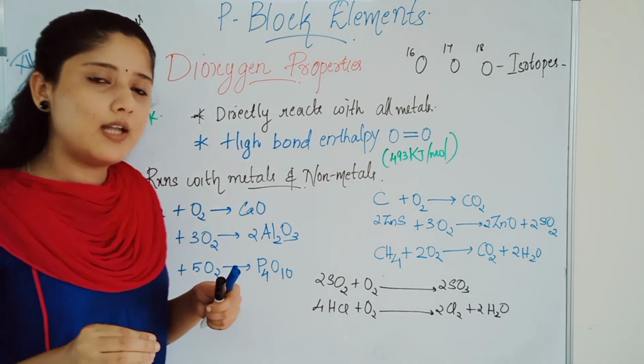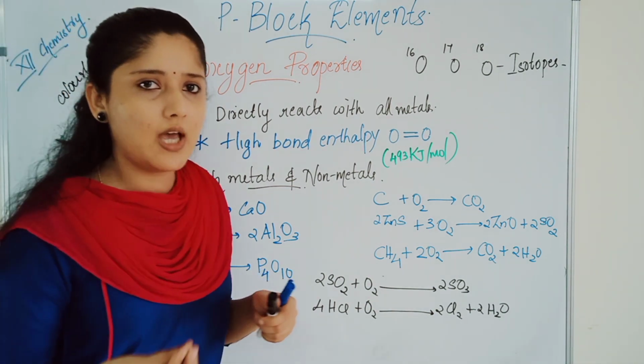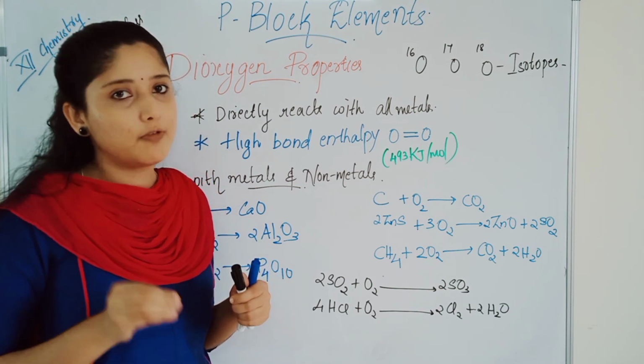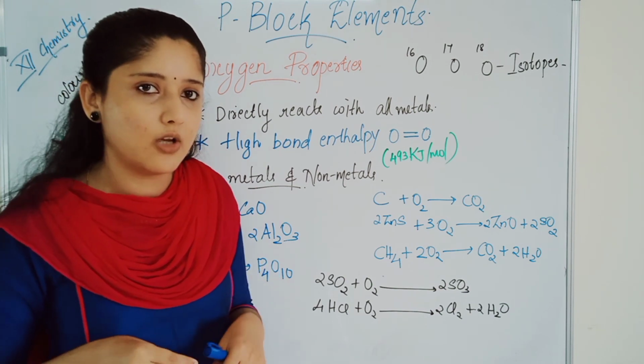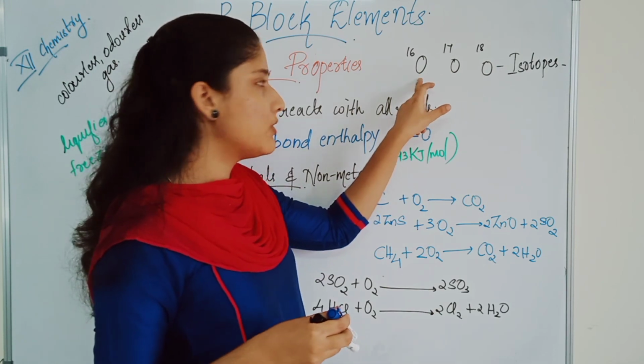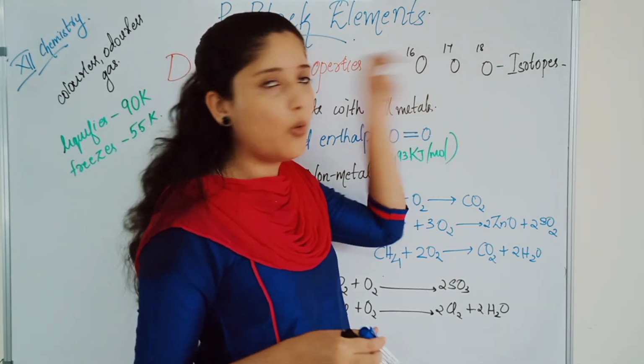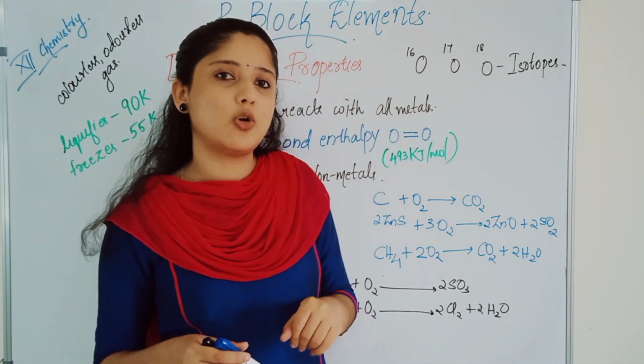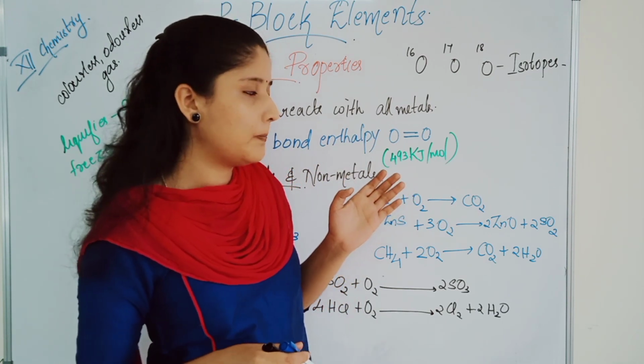And isotopes. What are isotopes? Having same atomic number and different mass number. Isotopes of dioxygen are mainly three: O16, O17 and O18. These are the three isotopes of dioxygen.